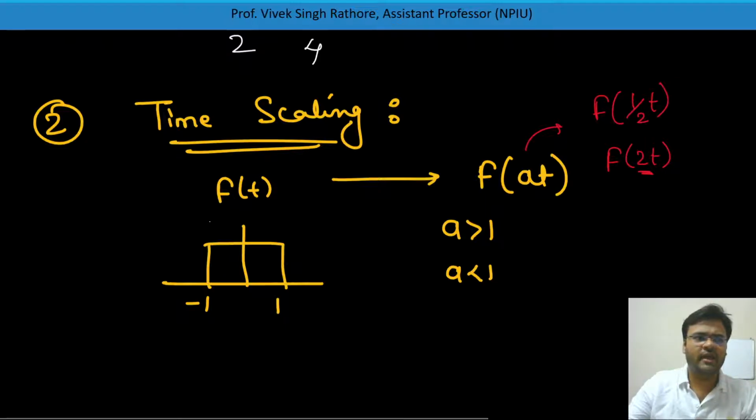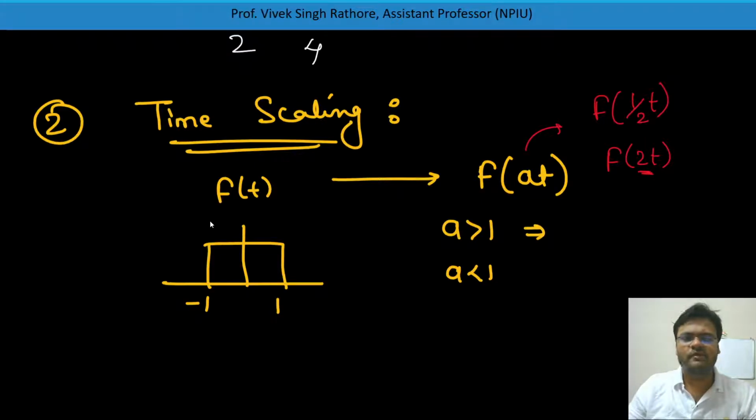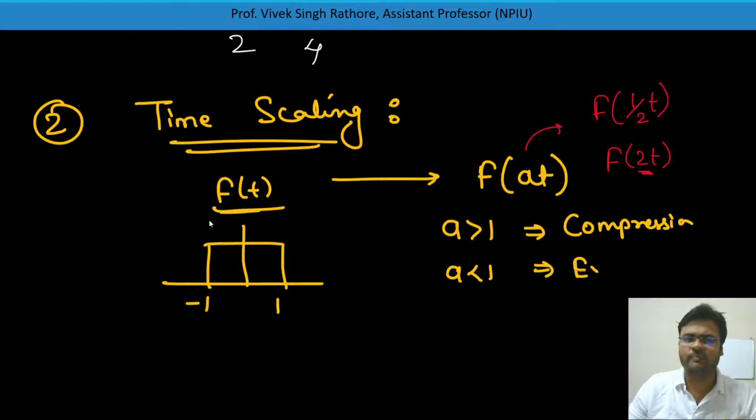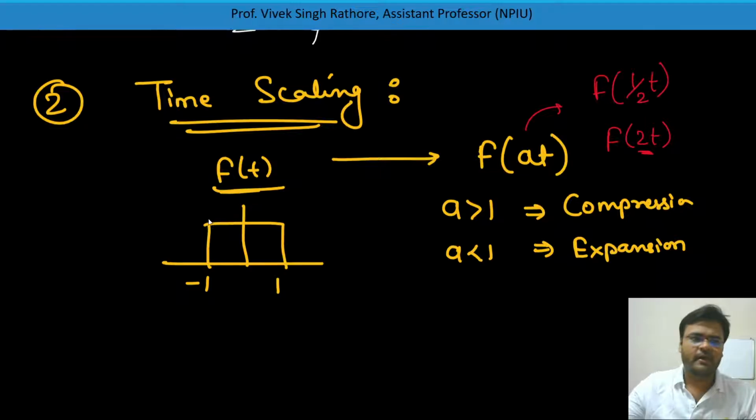If a is greater than 1, you can understand that this is a property of compression. Means for f(at) with a greater than 1, whatever the signal was in f(t), it will be compressed in f(at). And if a is less than 1, you will get to know that it is expanded. Expansion will take place. Okay, let's see how.